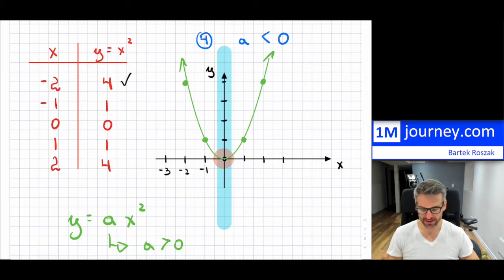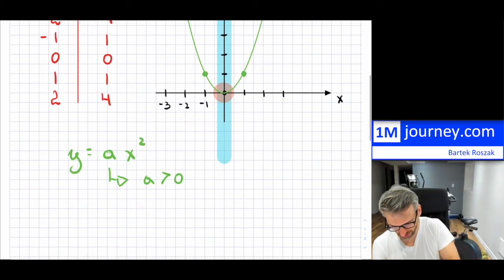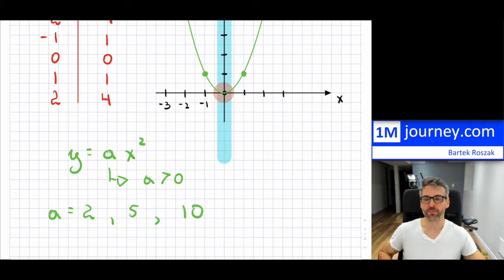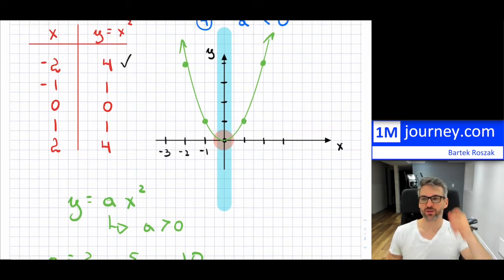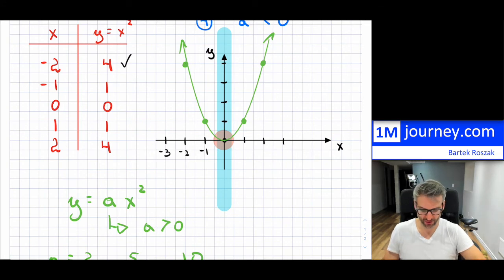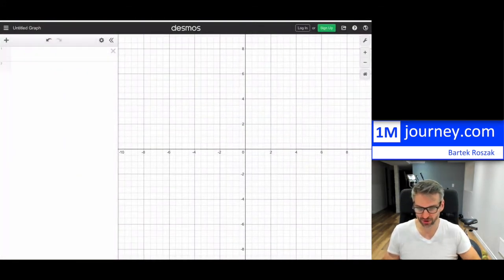Let's take a look and see. So we'll take a look at some values. Let's make a equal to 2. Let's make a equal to 5. Let's make a equal to 10. And then be able to see how it looks. Now, I'm not going to repeat these tables of values. I think you get the understanding. It's exactly the same as plotting your regular lines as you did in grade 9 and the beginning of grade 10. This is now a tool that we can use, which is Desmos, to speed up the process and the learning as well.